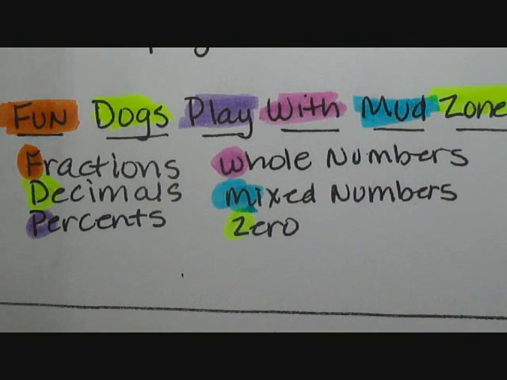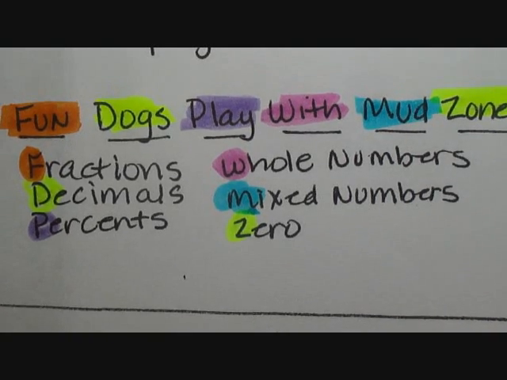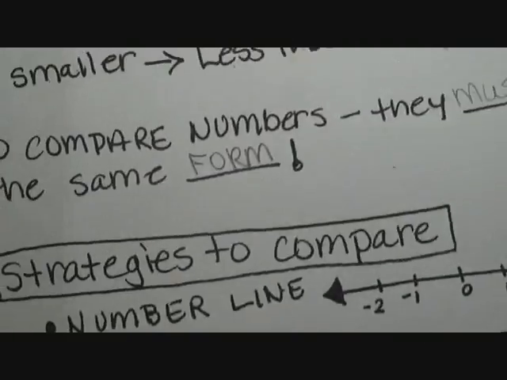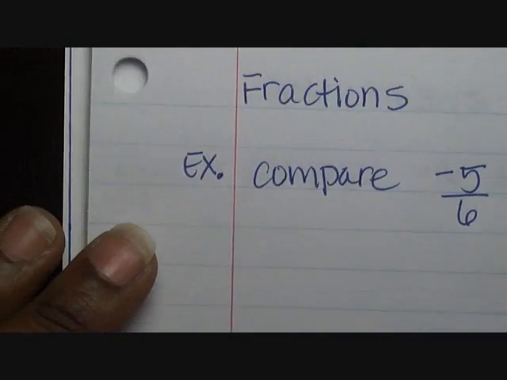And those are all of the types of rational numbers. So this will help us to remember in an easy way what rational numbers are. Now we're going to move on to doing some examples. And we're going to start with fractions.